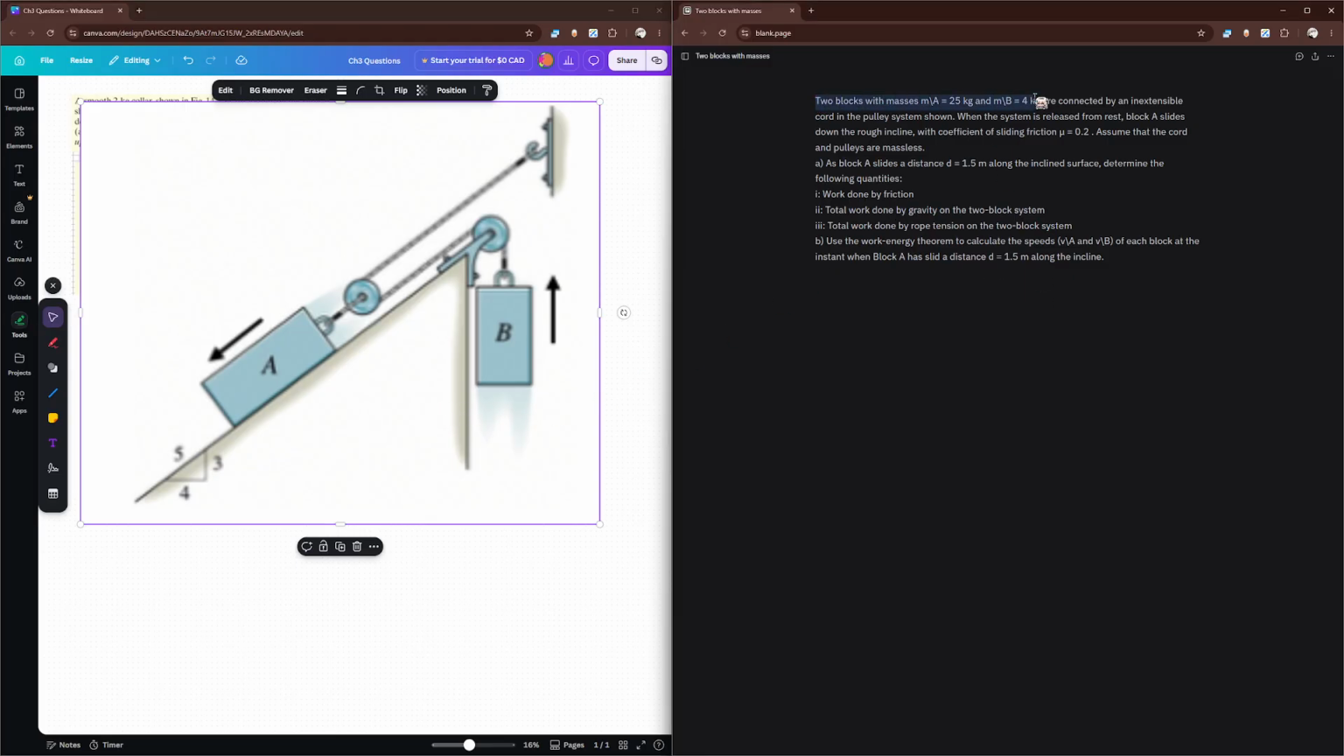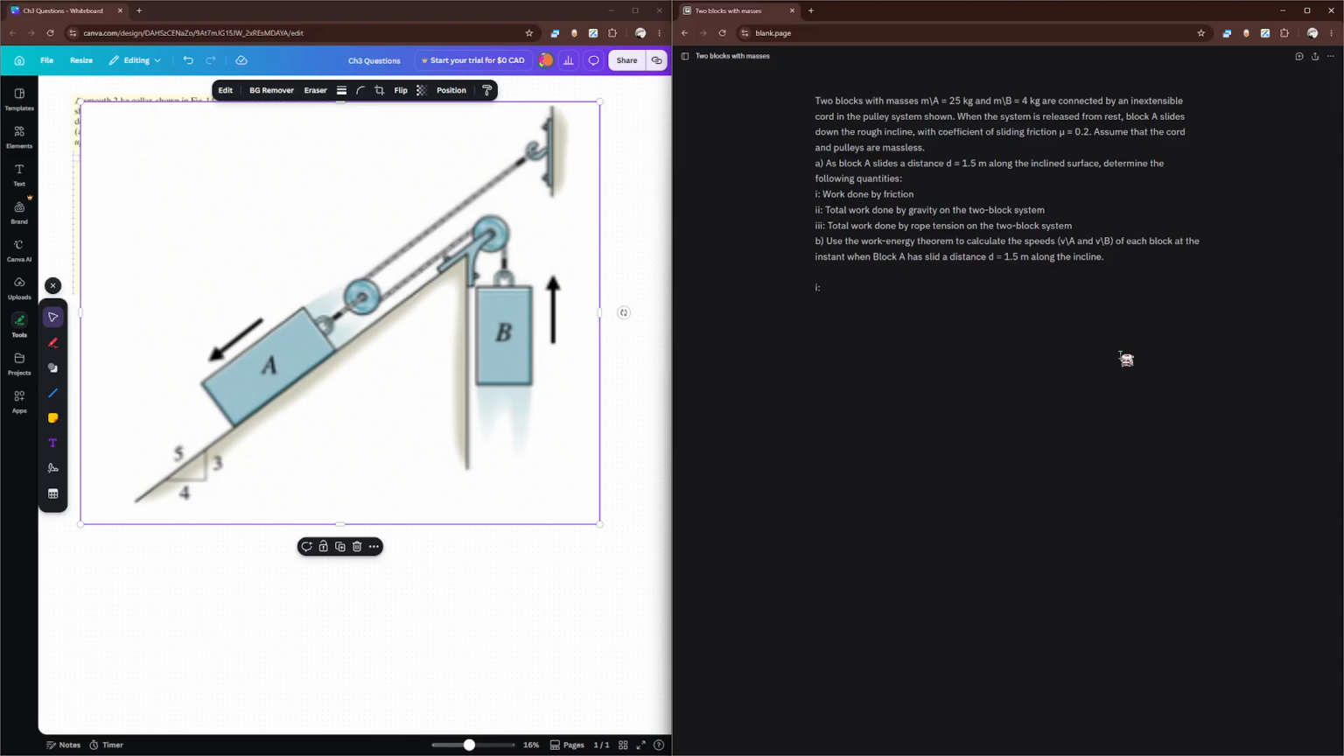Okay, so two blocks with masses MA equals 25 kilograms and MB equals 4 kilograms are connected by a cord in the pulley system shown. When the system is released from rest, block A slides down the rough incline with coefficient of sliding friction 0.2. Assume that the cord and pulleys are massless, right? So part A, as we slide a distance d equals 1.5, determine the following quantities: work done by friction, work done by gravity, and rope tension. So let's get started on that.